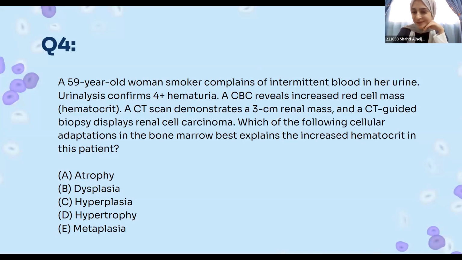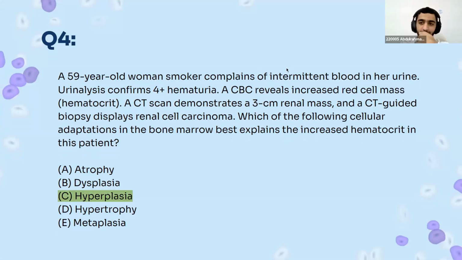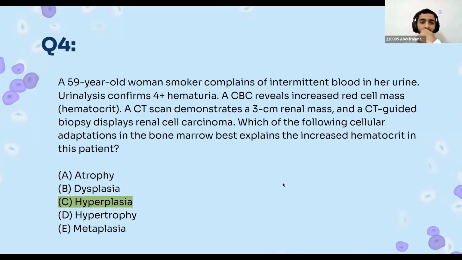Okay, we can reveal the answer. Right, hyperplasia. Whoever answered C, good job. Now, I get why some people would be confused with dysplasia because it has something to do with cancer and carcinoma, but what we're concerned with here is the increase in hematocrit. Exactly, so we have an increase in red blood cells. Can you move to the next slide?